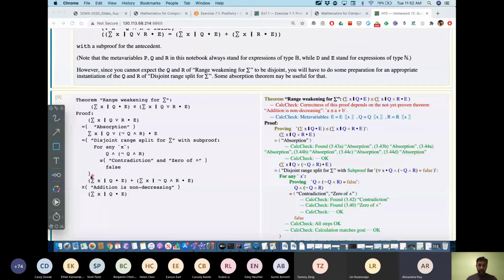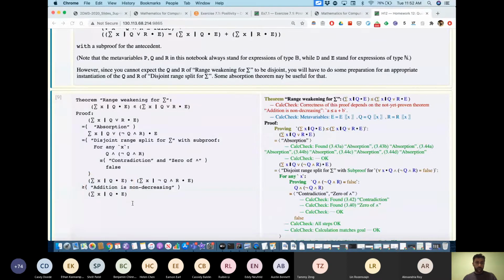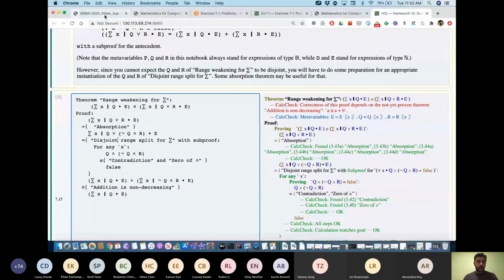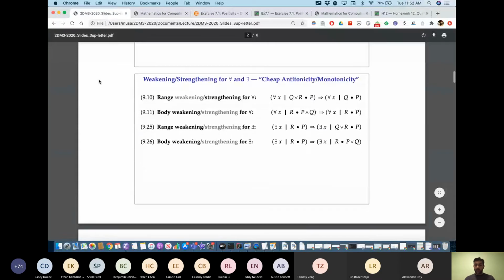Okay, thank you. And then here I have my desired thing plus some extra stuff, so I'll just throw that extra stuff away. Addition is non-decreasing. Okay. All right, so let's get back to the slides.